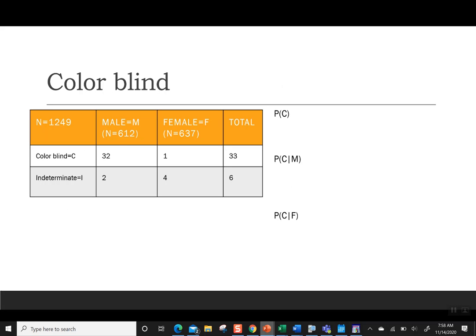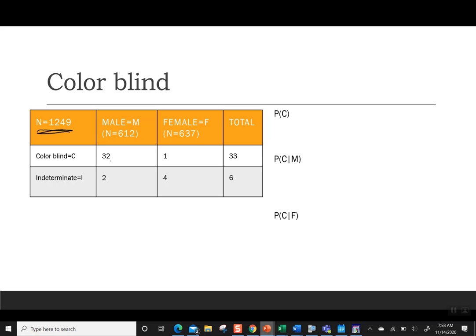Here is information on colorblindness. I found this in an article, and I thought this is a good way to talk about it. This is exactly how it was in the article. The number of people they looked at was 1,249. 612 of those people were men, 637 were females, and then it broke it down by whether they were colorblind or whether they couldn't determine if they were or not.